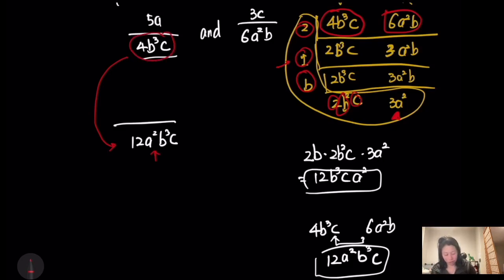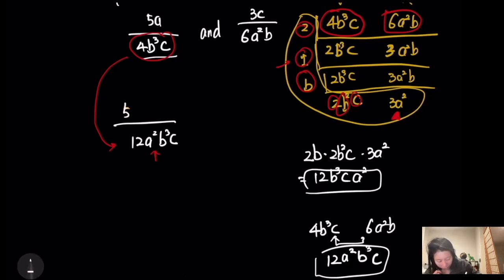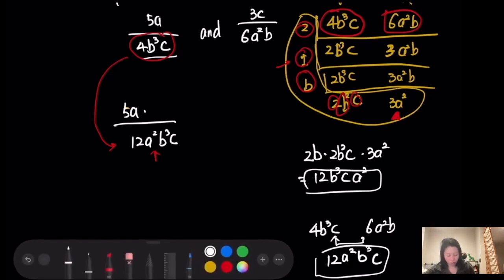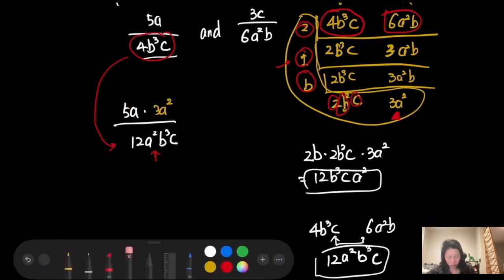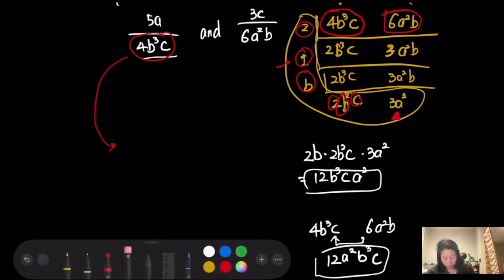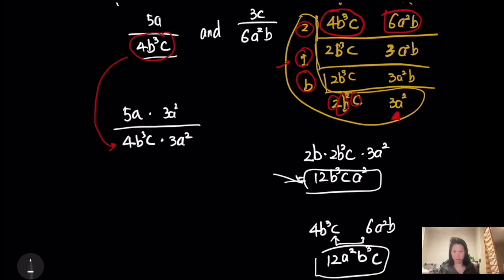Or you can just calculate by yourself. From 12a squared b cubed c, what do you miss? So I have 5a, sorry. I need to multiply by 3a squared. Let me show you more steps. Probably you can think about it this way: on the bottom I have 4b cubed c. I need to multiply by 3a squared so that I will get the common denominator 12b cubed c a squared. On the top, if you multiply by 3a squared on the bottom, that means you need to multiply by 3a squared on the top as well.